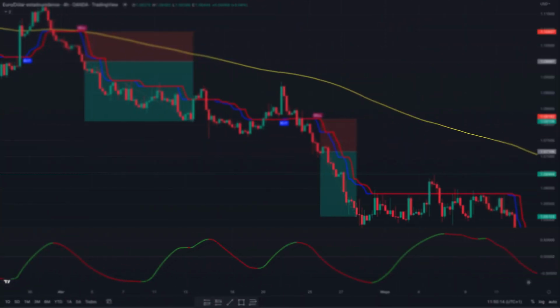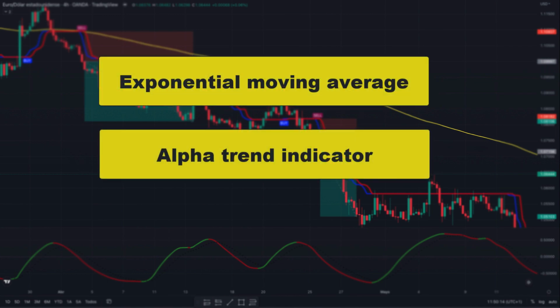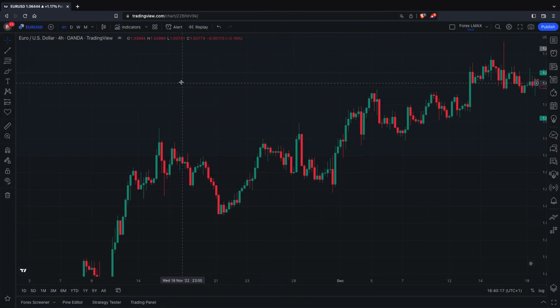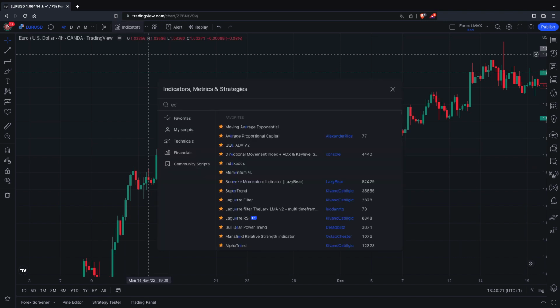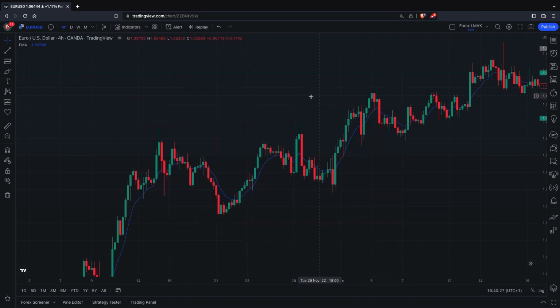These are the indicators that we will use in the strategy. Exponential moving average, alpha trend indicator, normalized smooth MACD. These are the settings for the indicators. First indicator is a 200-period exponential moving average. If price is above this EMA, we only take long positions, and if price is below the EMA, we only take short positions.